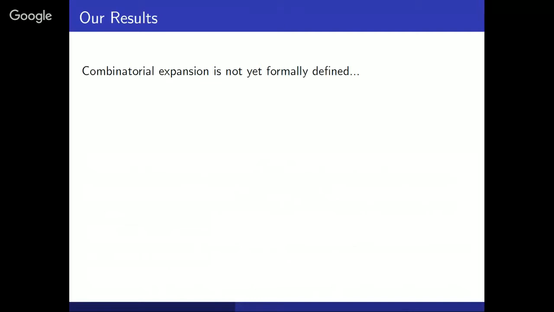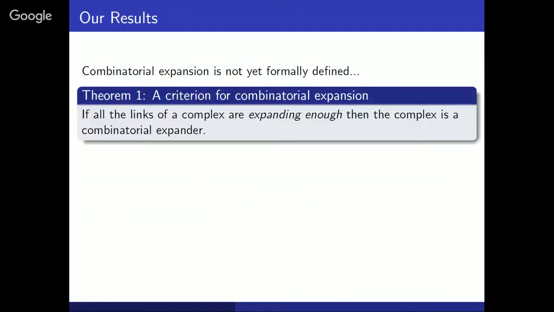I did not yet define what combinatorial expansion is because it is a bit difficult, and I'm going to do it next, but let me say what we found, and then I'll define it and say how things are built up. So the first main theorem is that we have a combinatorial criterion for combinatorial expansion. It will not come from the spectrum of Laplacians, but from the links. The criterion tells you that if the links of a complex are expanding enough, then the complex is a combinatorial expander.